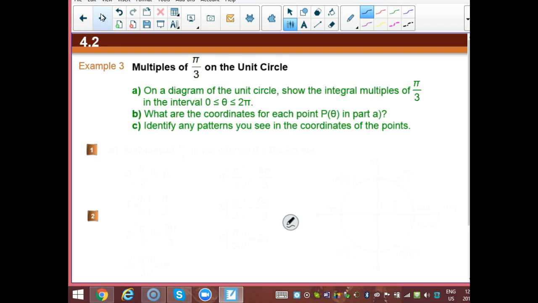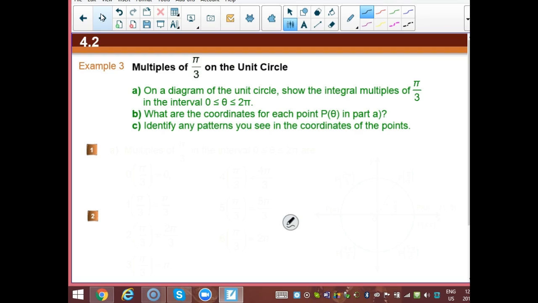3. And this we can use because we just built a unit circle in class. So we can get out our unit circle and we can find the information we need to answer this, okay? So it says, on a diagram of the unit circle, show the integral multiples of pi over 3.